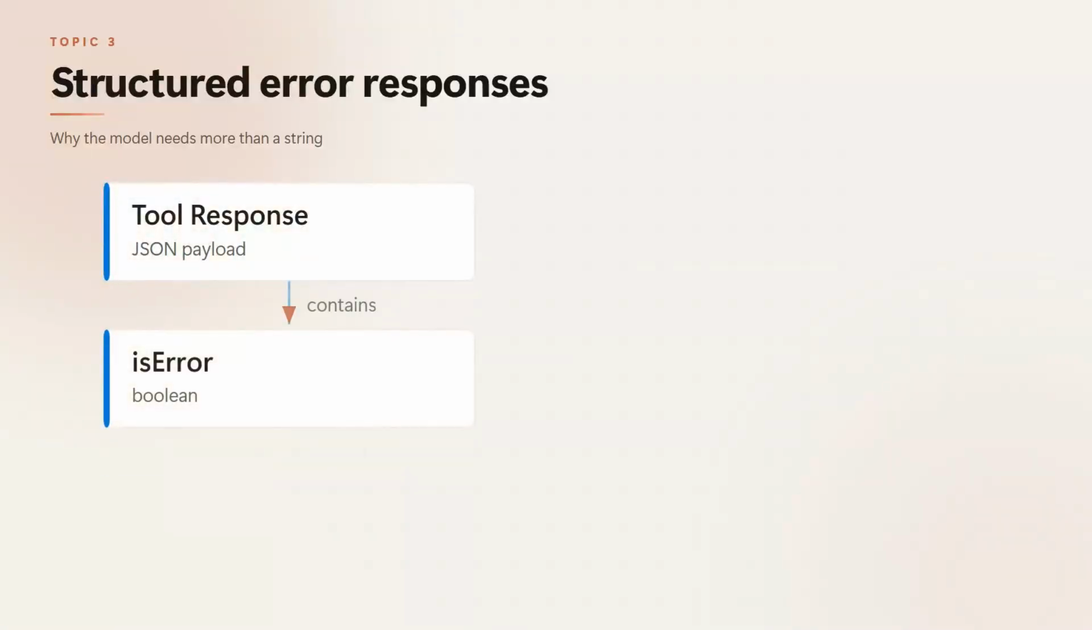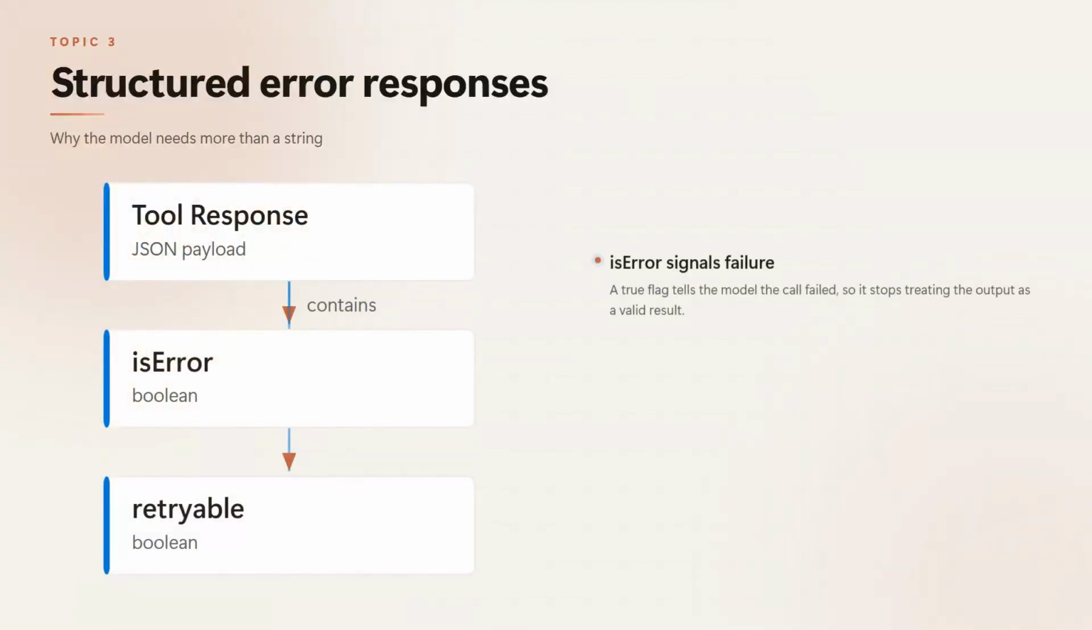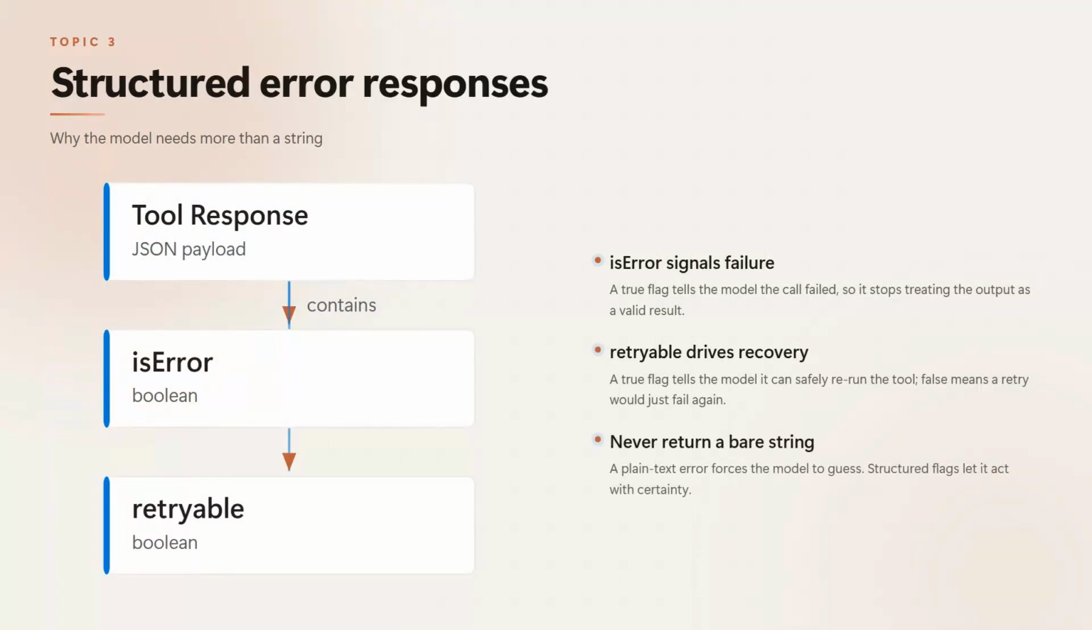Structured errors mean returning an isError flag in metadata the model can act on, rather than a bare string. The distinction someone could get wrong is thinking any error response is good enough. It is not. The agent needs to know the category, transient, validation, business, or permission, and whether a retry might work. Without that structure, every failure looks the same, and the agent is forced to guess.